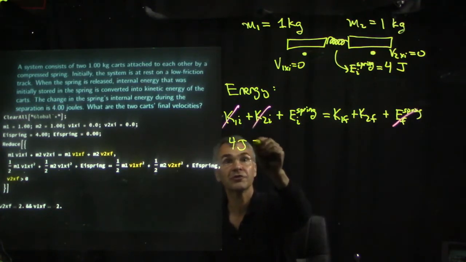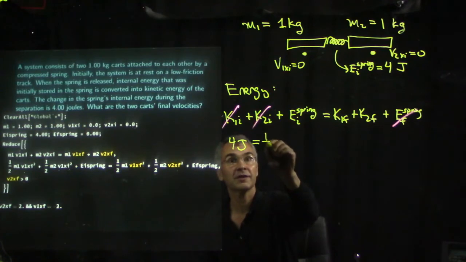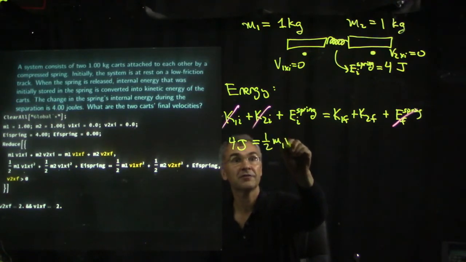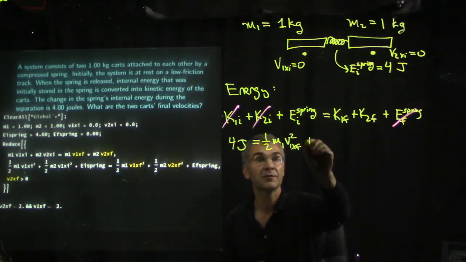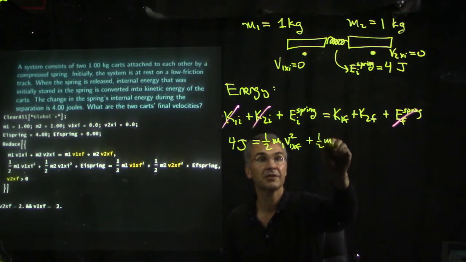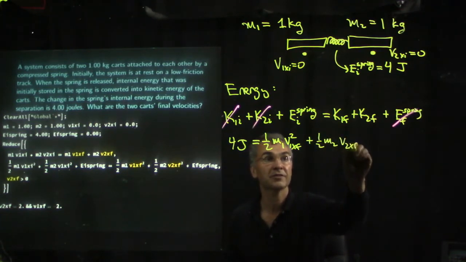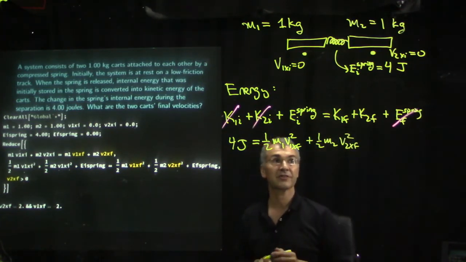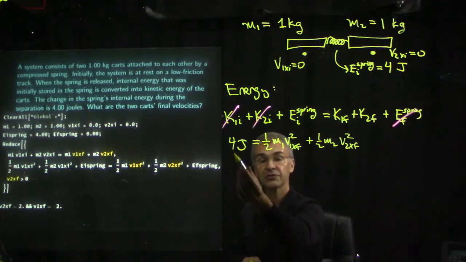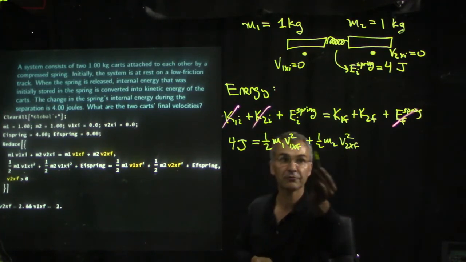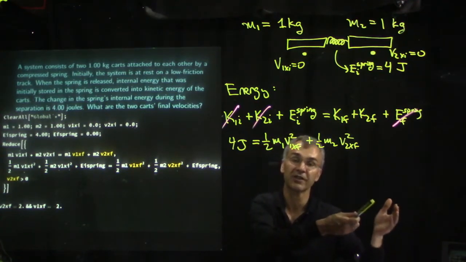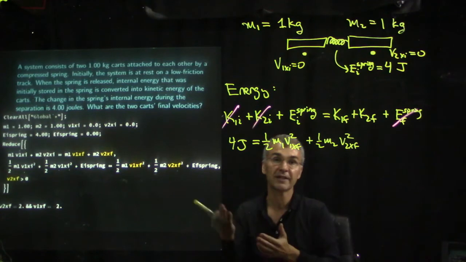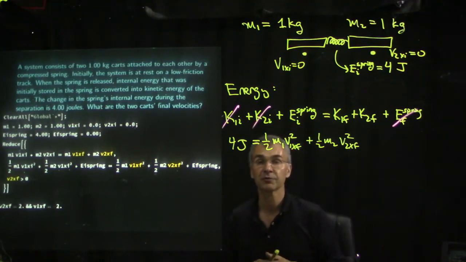So 4 joules equals 1/2 M1 V1XF squared, because it's only moving in one dimension, plus 1/2 M2 V2XF squared. That's what energy tells us. So the initial stored energy in the spring equals the final sum of the kinetic energies, because there's no stored energy in the final state, just kinetic. The initial state has no kinetic energy, just stored energy in the spring.